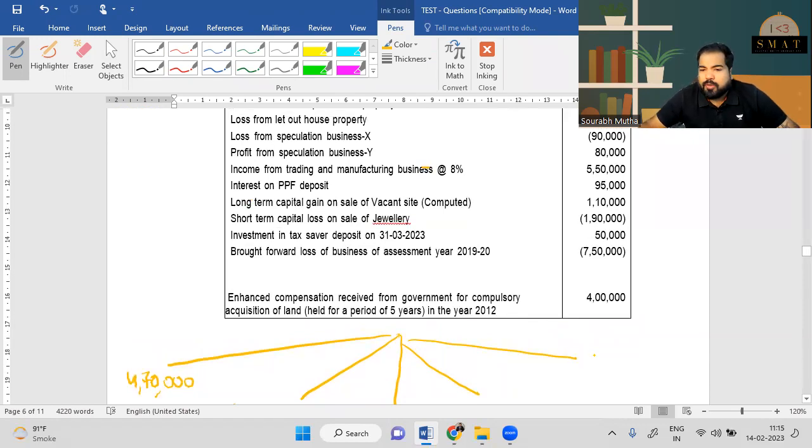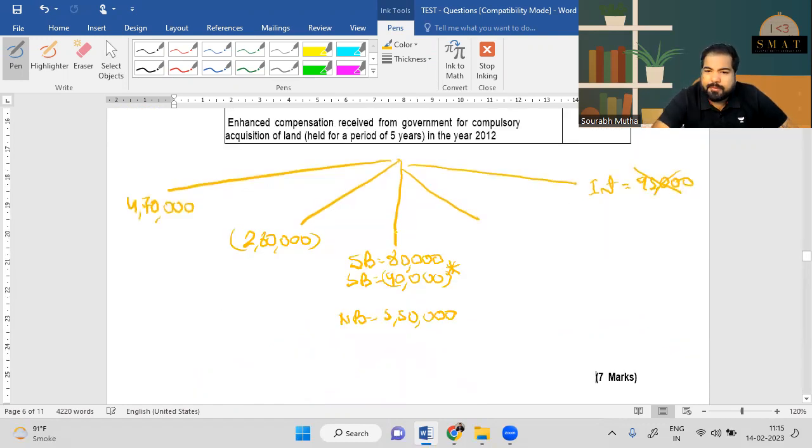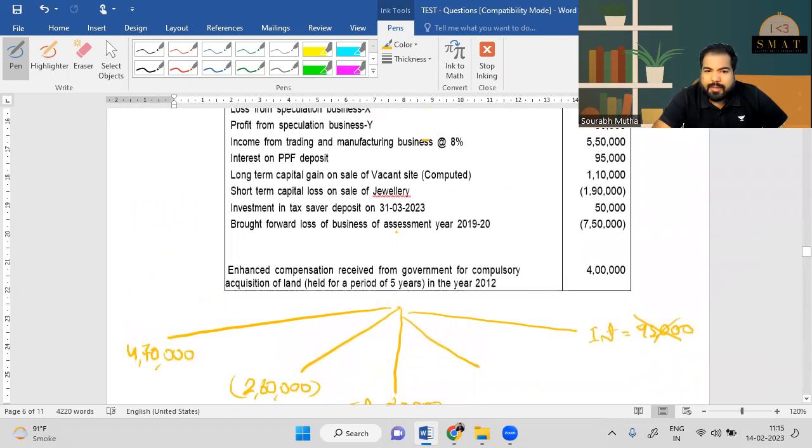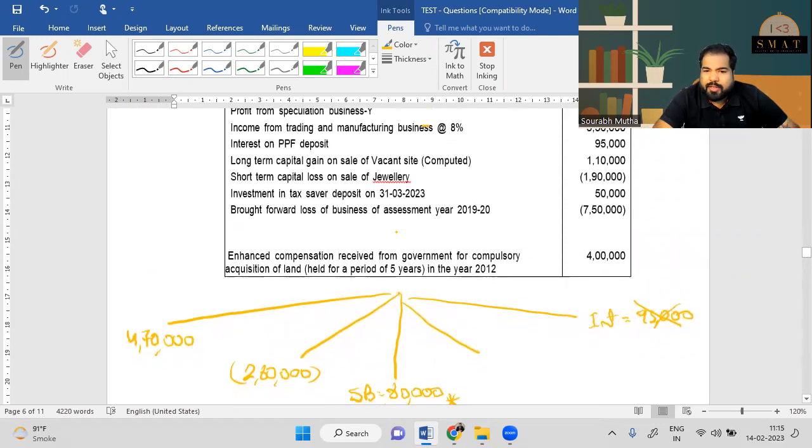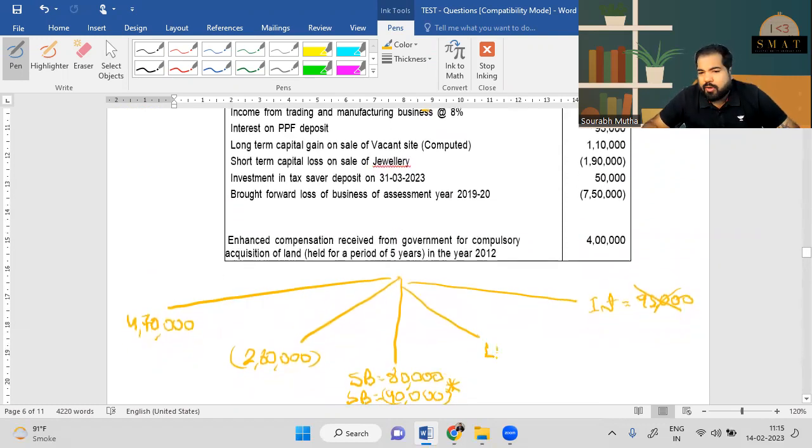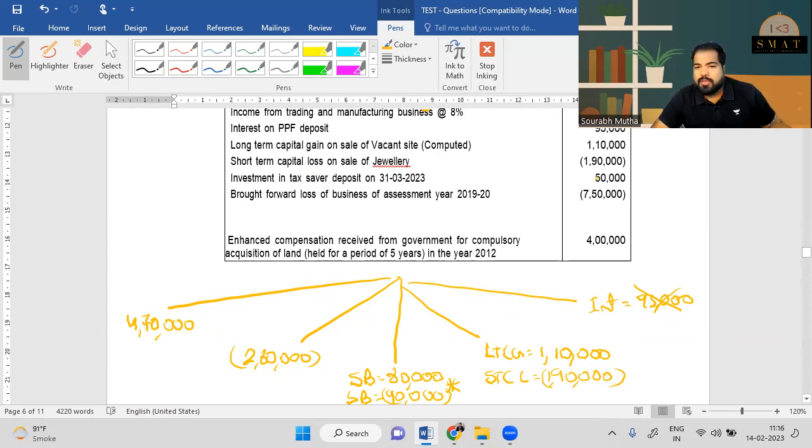Interest on PPF deposit. So this will come here. Interest is 95,000, which is basically exempt, so I'm cancelling it. Next, long-term capital gain on sale of vacant site, 1 lakh 10,000. Short-term capital loss on sale of jewelry is 1 lakh 90,000. Investment in tax saver deposit is 50,000.